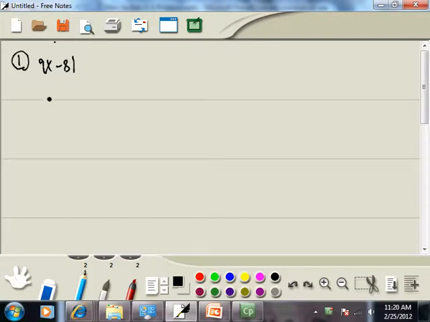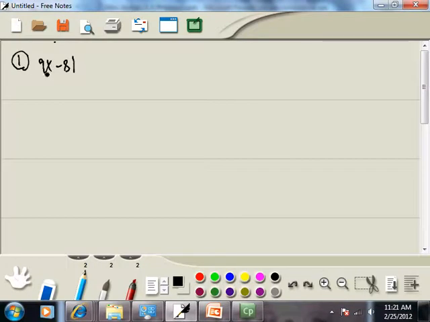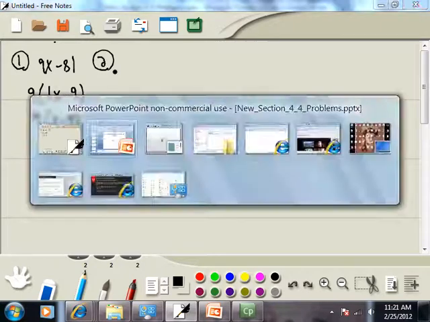9x minus 81. Now, with the greatest common factor method, the instructions are to factor out the greatest common factor. Number-wise, we look for the largest number that divides into both of those. 9 and 81, well, 9 divides into both of them. When we factor that out, that basically means divide out. So 9 divided by 9 is 1, the x remains, minus 81 divided by 9 gives us 9. Now, the 1 is going to become invisible, so we're going to have 9 times x minus 9. And that's our answer.